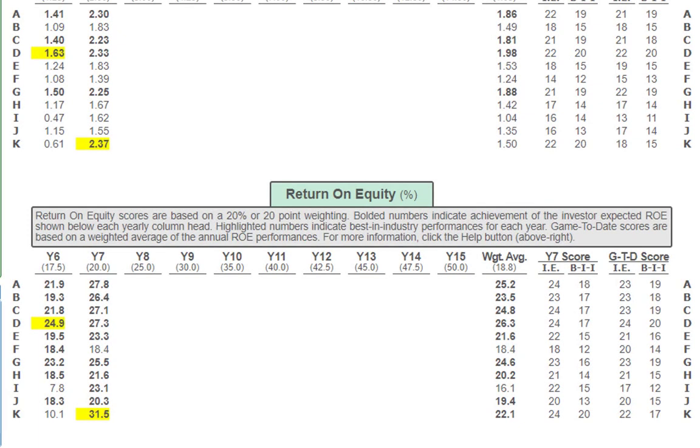Now, if we look at return on equity, as you can see, everyone except one team, Team F, is meeting expectations.